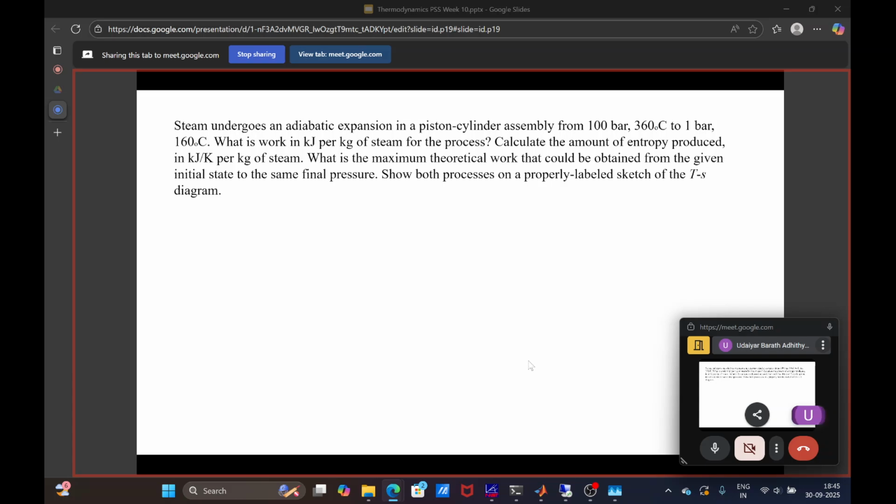Our next question is, steam undergoes an adiabatic expansion in a piston cylinder assembly from 100 bar and 360 degrees Celsius to 1 bar and 160 degrees Celsius. What is the work in kilojoule per kg of steam for the process? Calculate the amount of entropy produced in kilojoule per Kelvin per kg of steam, and then what is the maximum theoretical work that could be obtained from the given initial state to the same final pressure. Show both processes on a property labeled sketch of a T-s diagram.